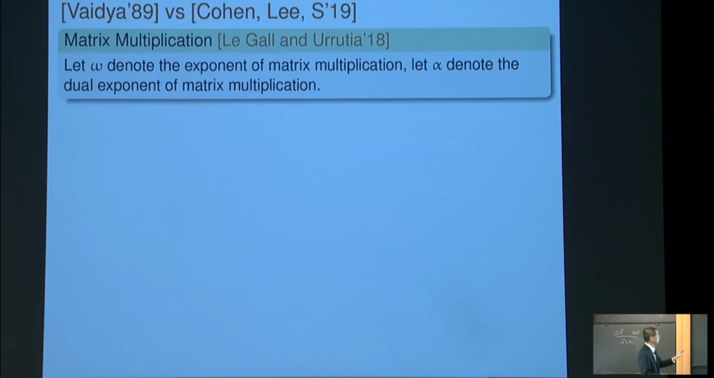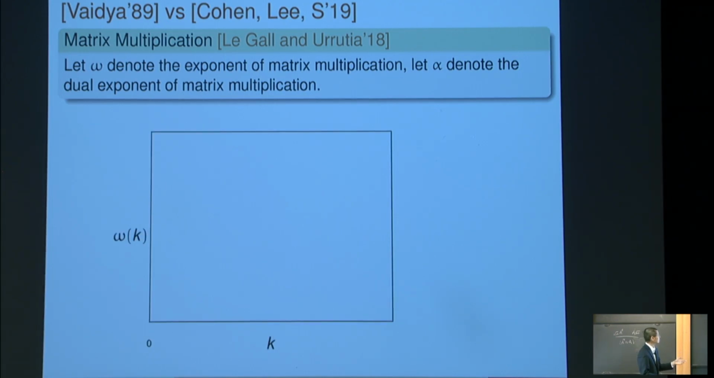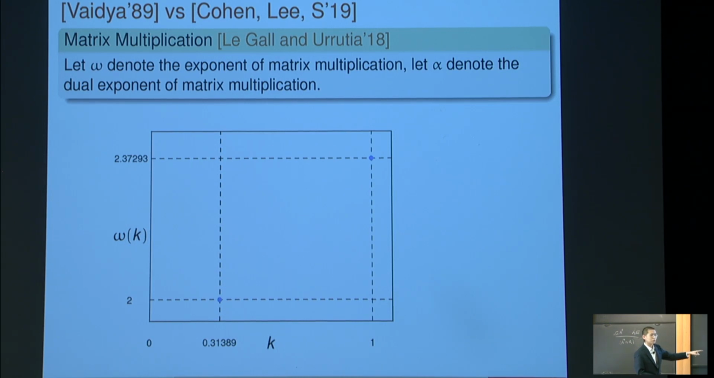So in the next slide, I will give you a picture of the difference between omega and alpha. The x-axis is the matrix n to the k you want to multiply, and the y-axis is the time you are going to spend. So if k is equal to 0.1, it takes n squared time. And if k is equal to 1, it takes n to the omega time, which is 2.37.